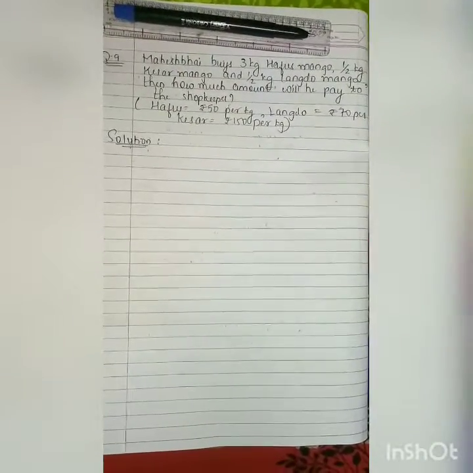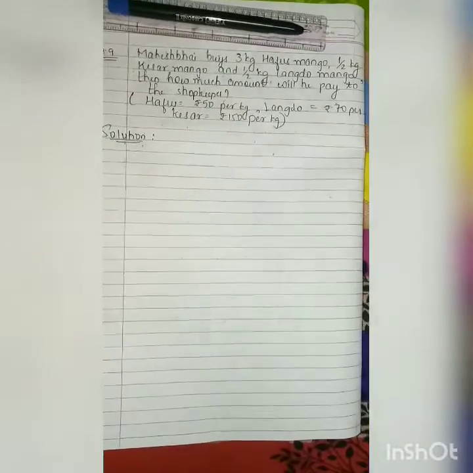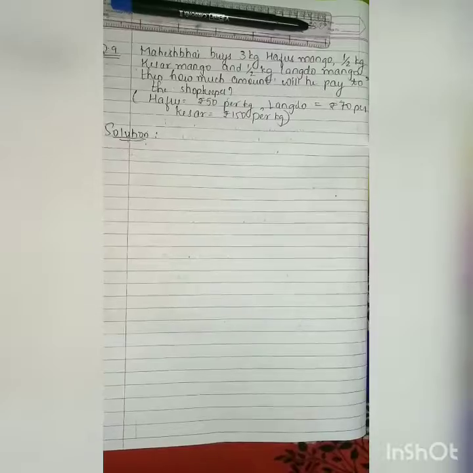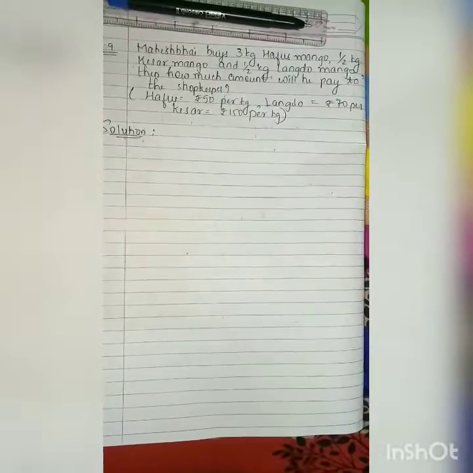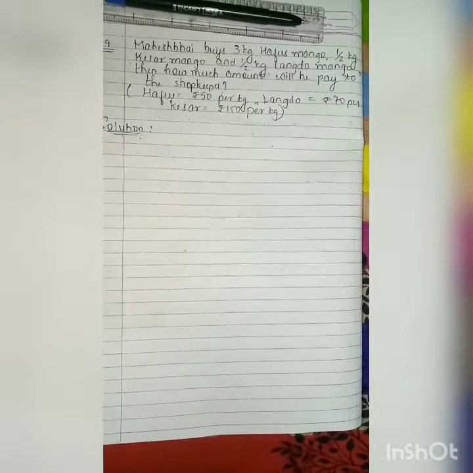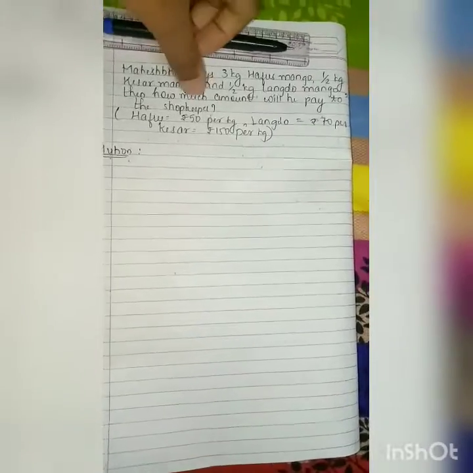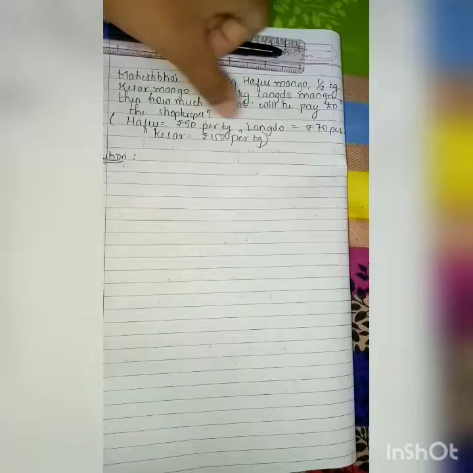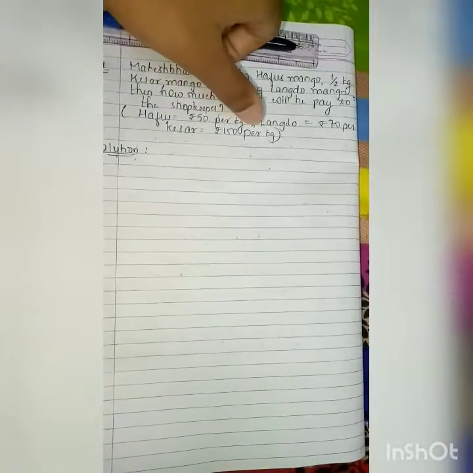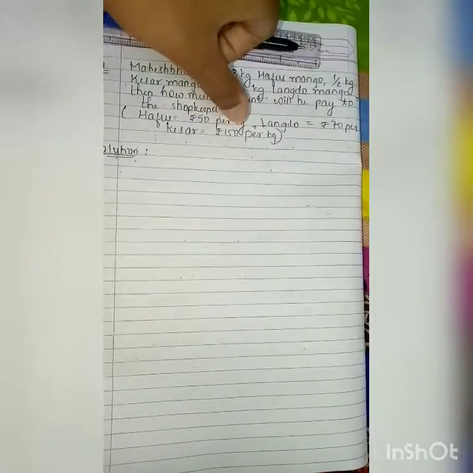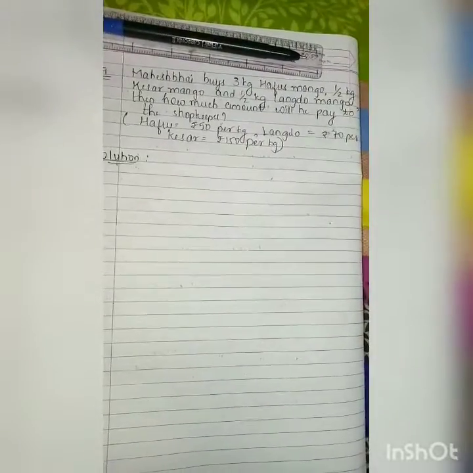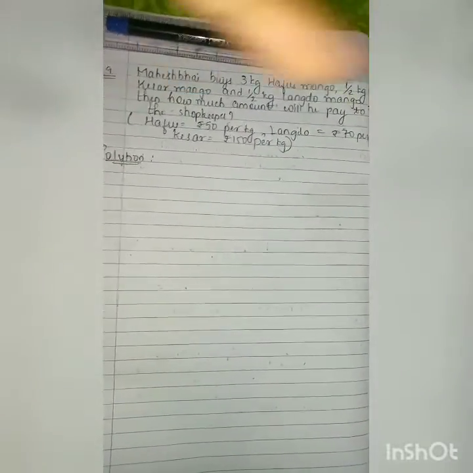Okay, Mahesh bhai buys 3 kg hafuz mango, half kg of kesar mango and half kg of langdo mango. Then how much amount will he pay to the shopkeeper? Now hafuz mango is the per 1 kg it is 50 rupees, 1 kg of langdo it is 70 rupees and kesar per 1 kg cost of kesar mango is 150 rupees. So we have to find out, we have to do 3 sums. Okay, so Mahesh bhai he is buying 3 kg of hafuz mango.